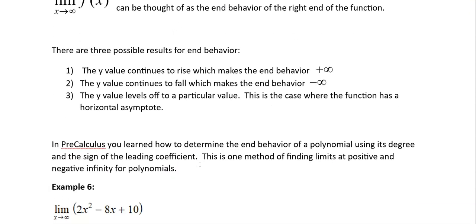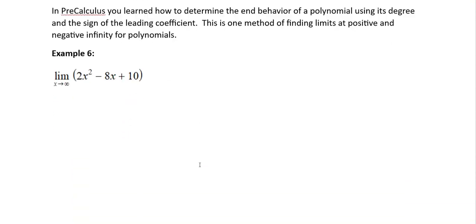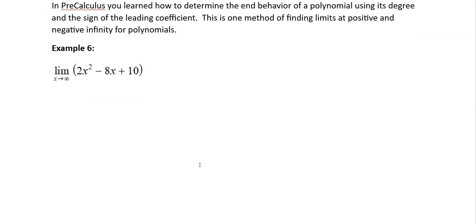In pre-calculus, you learned how to determine end behaviors of polynomials. You learned that by using the degree and the leading coefficient. So the degree of a polynomial is the highest exponent. So you're only interested in the term that has the highest exponent. In this example 6 here, the limit as x goes to infinity of 2x squared minus 8x plus 10, the degree is 2.